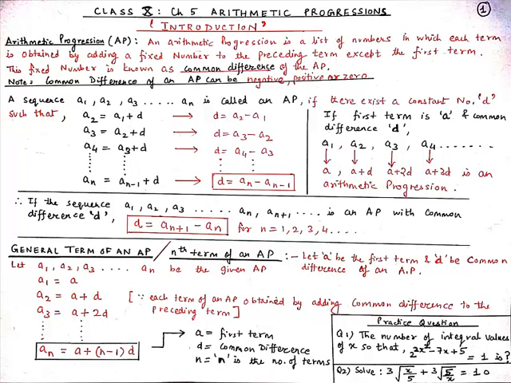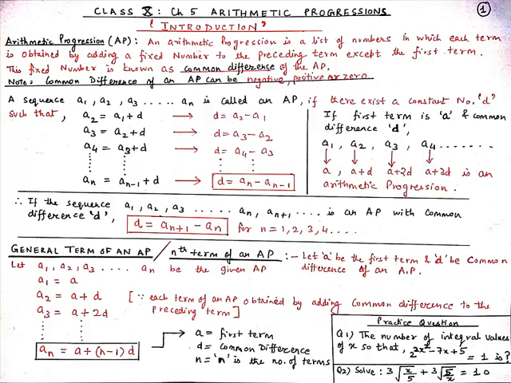And now we will study the general term of an AP, or we can say the nth term of an AP. So to understand this, let us consider a sequence A1, A2, A3 and so on up to AN as the given arithmetic progression, where A is the first term and D is the common difference of the AP. So as we know, the first term remains the same. Therefore A1 is equal to A, and the second term A2 is equal to A plus D, and similarly A3 is equal to A plus 2D.